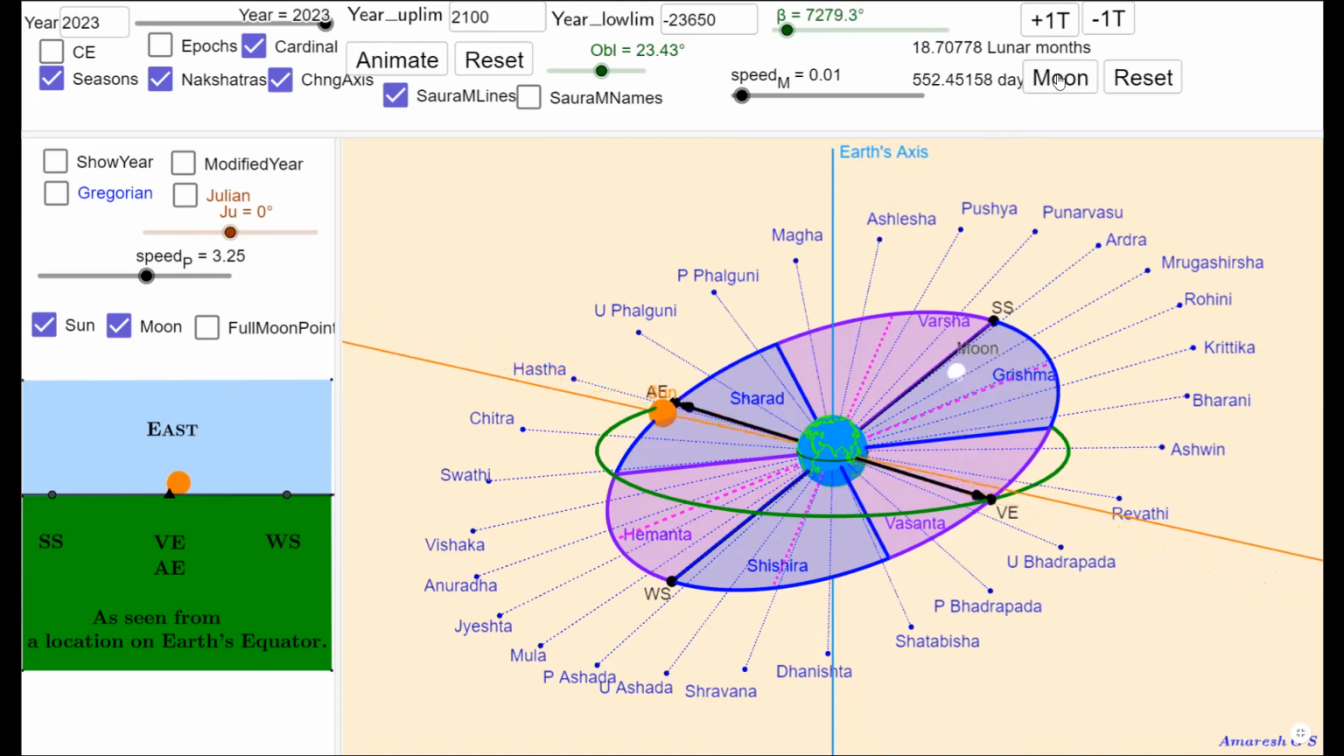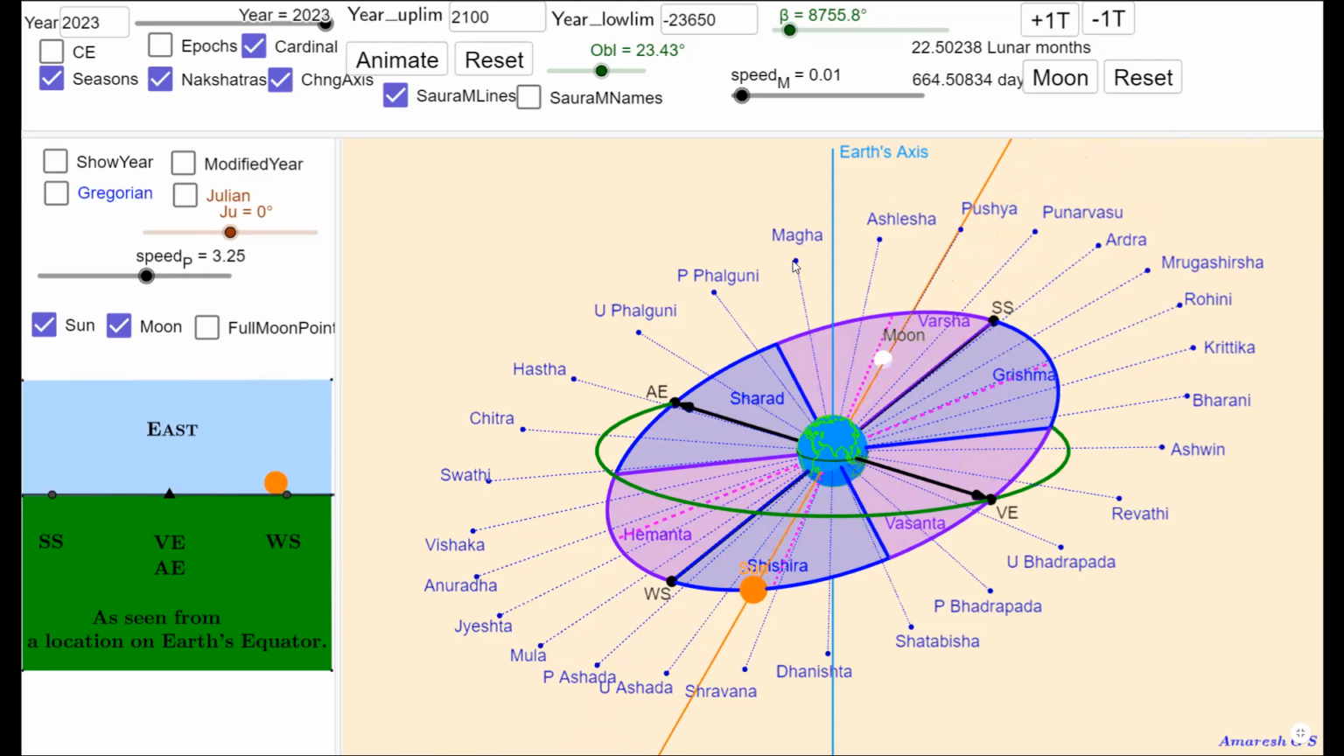Okay, so next one we are going to call it Kartik here. This one we are going to call Kartik. So far, so good. Next, we are going to call it Margashirsha. And next one would be Paush. And next one would be Magh.